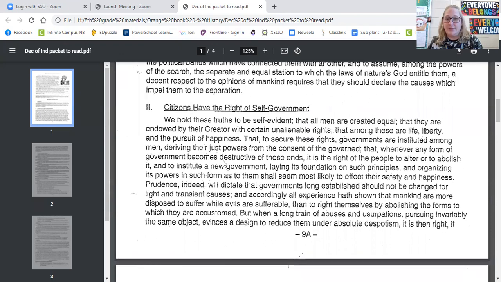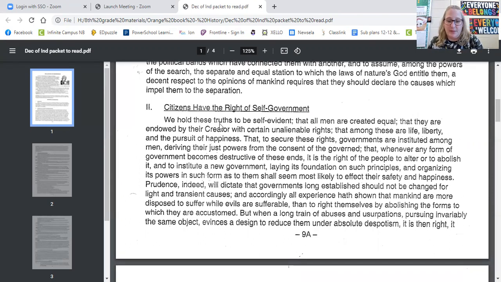Section 2 is called Citizens Have the Right to Self-Government. We hold these truths to be self-evident, that all men are created equal, that they are endowed by their creator with certain unalienable rights, that among these are life, liberty, and the pursuit of happiness. Highlight that whole section. That's probably the most important section and the most well-known section of the Declaration of Independence.